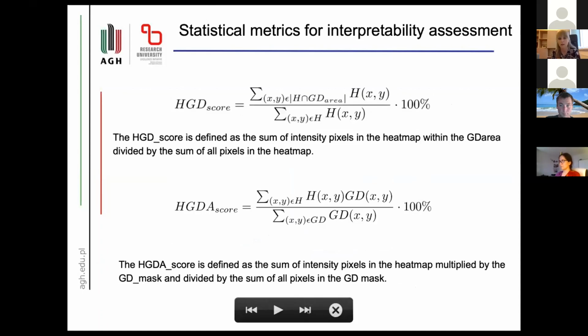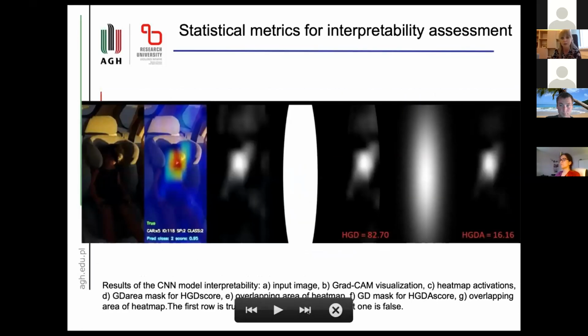Here are the equations, which you can also find in the paper, where they are described in detail. And now I will show you how it works. The first image is the raw image. Then you can see the heat maps over the image with the true outcome. So it has the correct classification, and the statistical outcome is also above 50%.